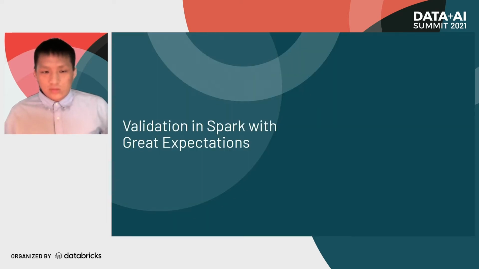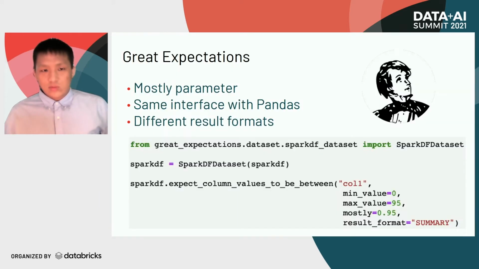And with that, we'll talk about the first data validation framework that we have today in Great Expectations. So Great Expectations is a framework that has the same interface for both Pandas and Spark, and is the most popular data validation framework today. Here, we'll show a code snippet on how to use Great Expectations in a notebook.